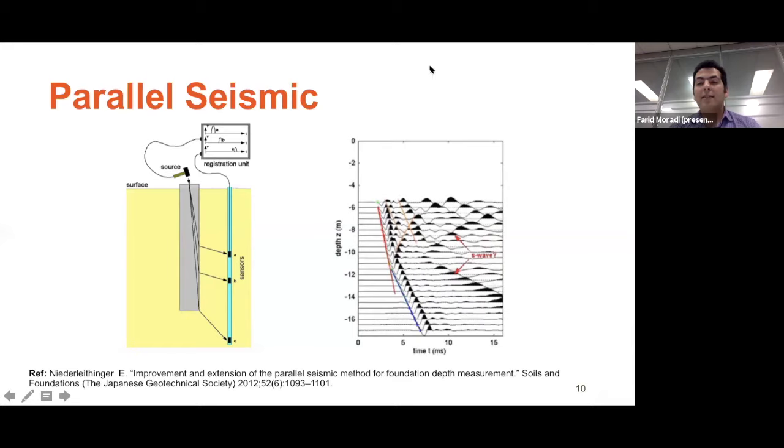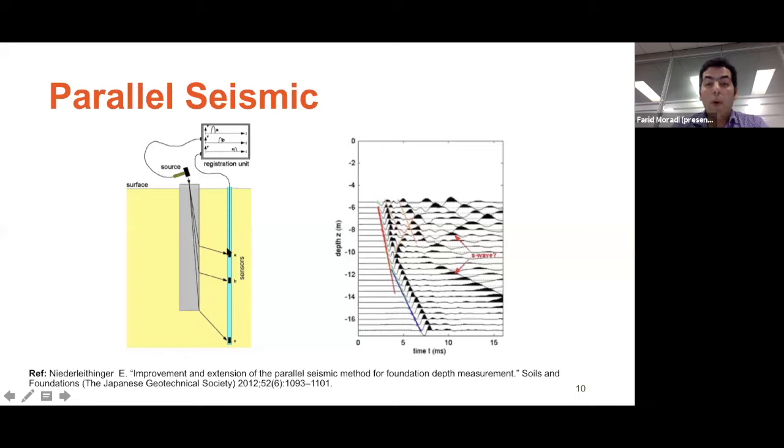The other type of pile integrity testing, which works based on the concept of transmission of stress waves, is parallel seismic. This test was developed in the US, but there are no ASTM standards so far for this technology. But many companies have already used this technology for condition assessment of piles. With this technology, you need to drill. It's very good for existing piles.